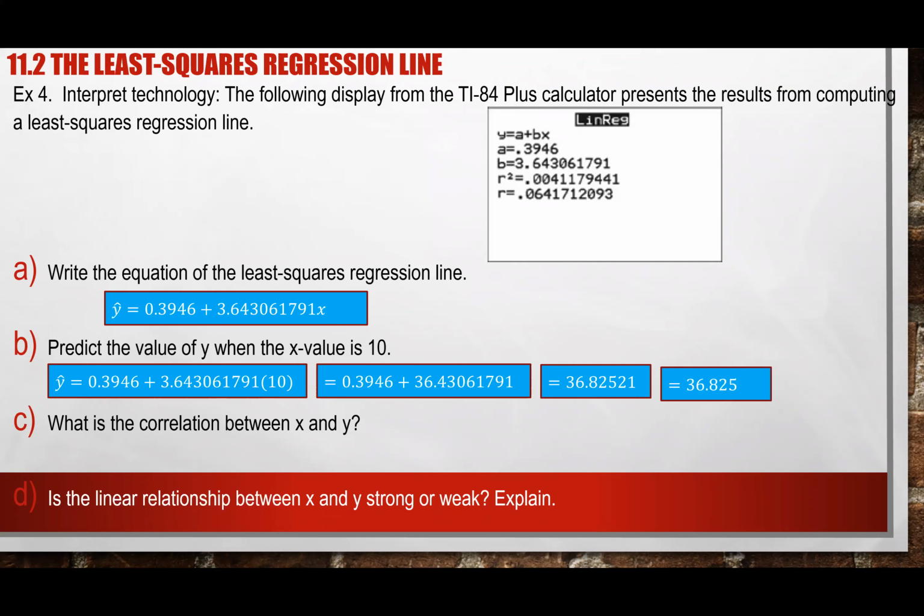So looking at this, how do we know what the correlation coefficient is? Reminder, the correlation coefficient is this number here, this R. Don't worry about R square, we're not using any R square here. So if they ask you for the correlation between X and Y, the correlation between X and Y is 0.0641 or 0.0642, which is your correlation coefficient, okay? So your R value is your correlation.